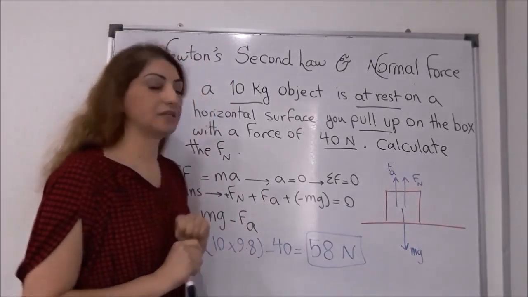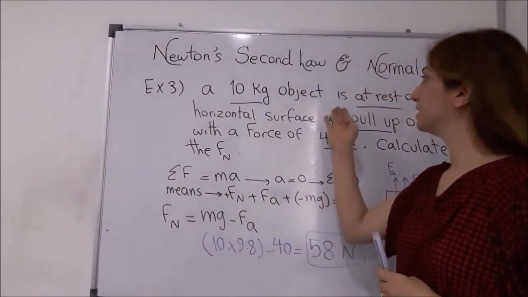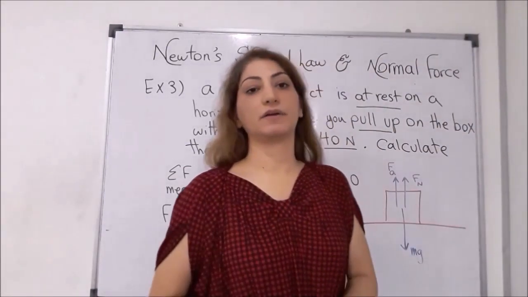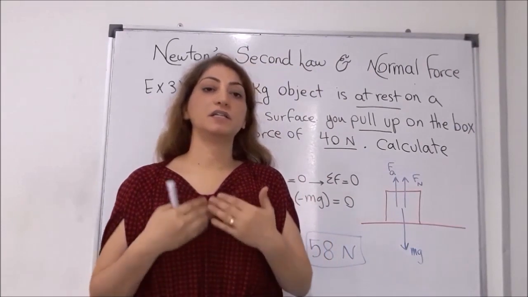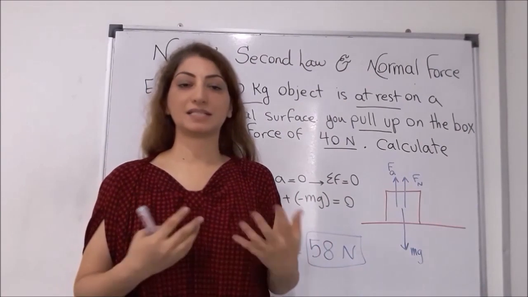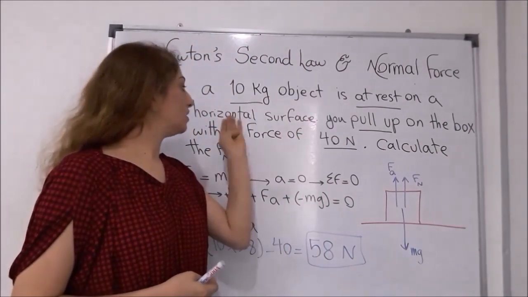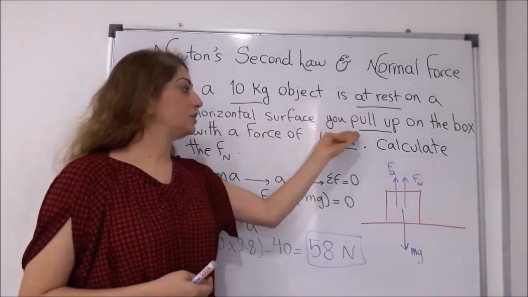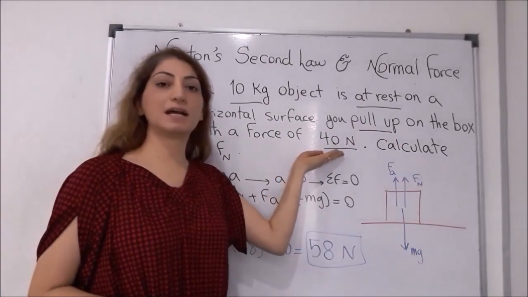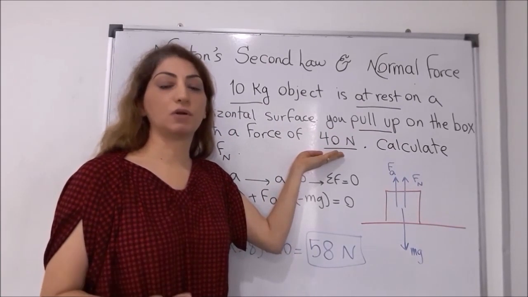So let's read the question first. A 10 kg object is at rest. So the mass is 10 kilograms. And it is at rest, it means that it's not moving. So the acceleration also is zero. It is resting on a horizontal surface. You pull up on the box with a force of 40 newtons. It means that the applied force should be in the same direction as the normal force.